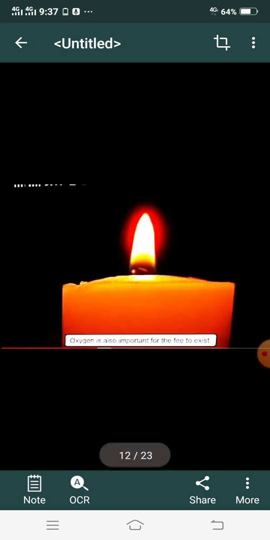I already told you what combustion is. Combustion is the process in which we burn fuel in the presence of oxygen. If there is no oxygen, if there is no air, it means there is no combustion. And if there is no combustion, how will we make our food and how will our kitchen work? This is extremely dangerous for our life.